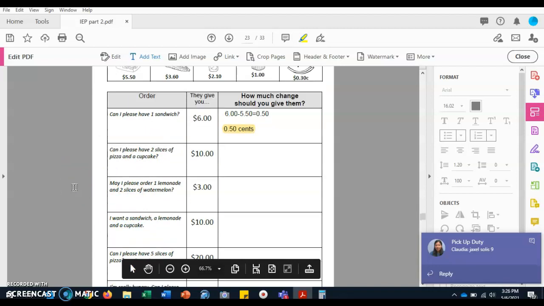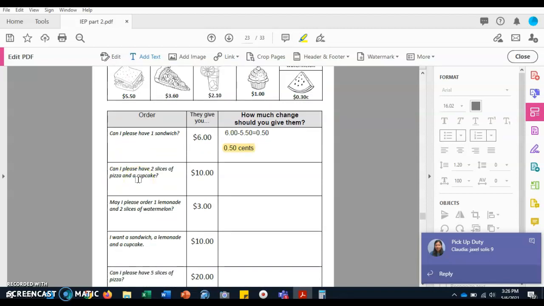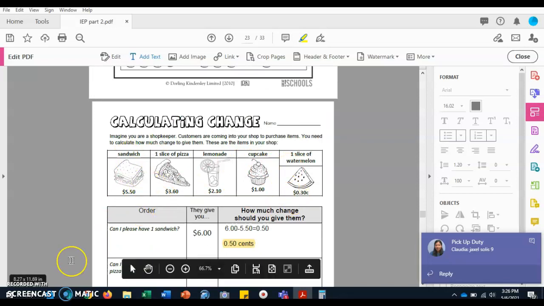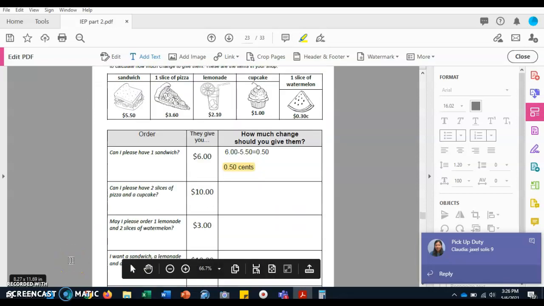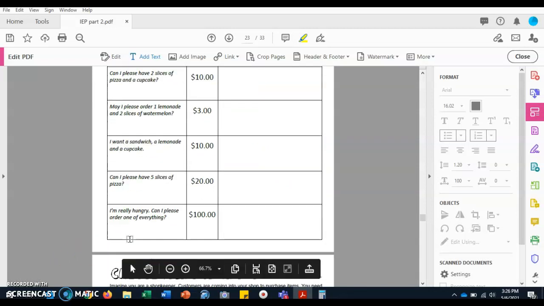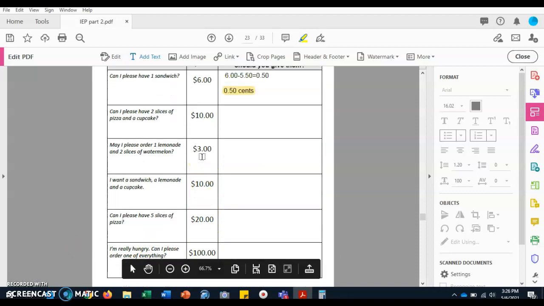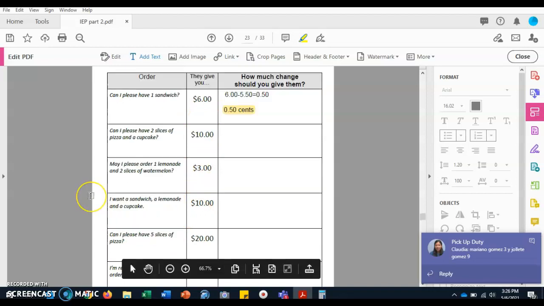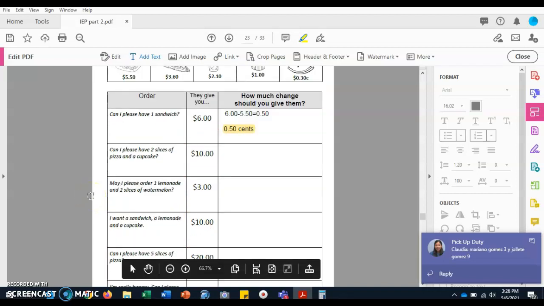Read carefully, and sometimes they might ask you for 2 of the items, not just 1. So you might have to multiply or add 2 times and then subtract. And then as you see, the amount of change that they're giving you just keeps getting higher and higher. So as I said, just read, highlight, write everything down to help you out. If you need any help, please feel free to reach out. I am always here to help.